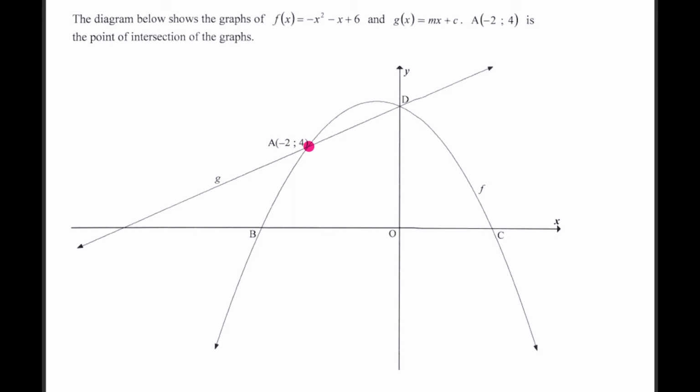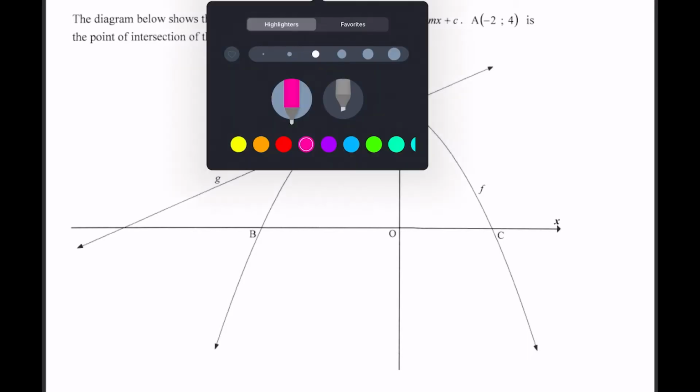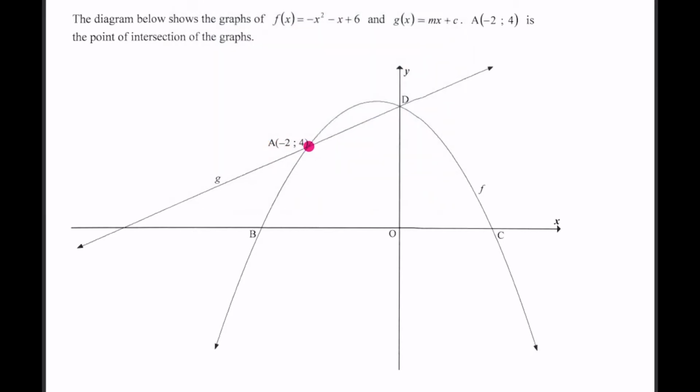If I just pause there real quick and I look at the equation of my parabola, how do I know that that's the equation of my parabola? Well, because it's minus x squared minus x plus 6. So that means that a is equal to -1 based on the equation, and that would mean that I have a sad face graph. If I look at the graph, I can see that I have a sad face graph.